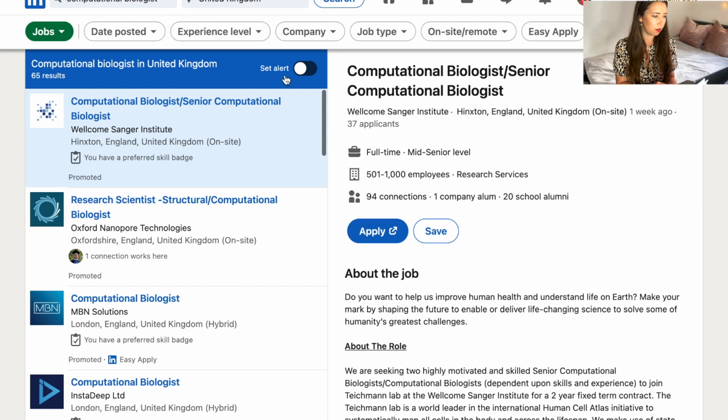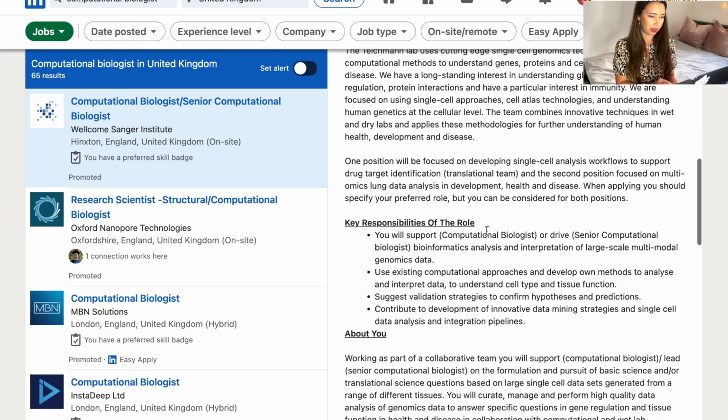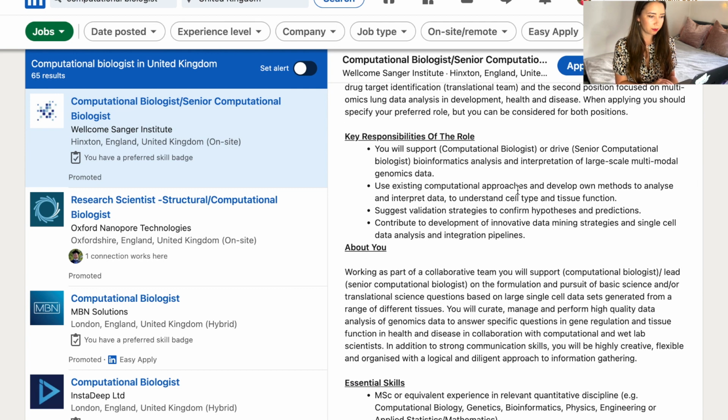So let's take a look at some of these job descriptions. So here we go, we've got one at the Sanger, computational biologist. So what are they looking for in this one? So their computational biologist is going to drive analysis and interpret large-scale multimodal data. So in this case, they've called it a biologist because it's encapsulating multimodal data. So what this means is essentially all of those data types that we've been talking about, which is fantastic.